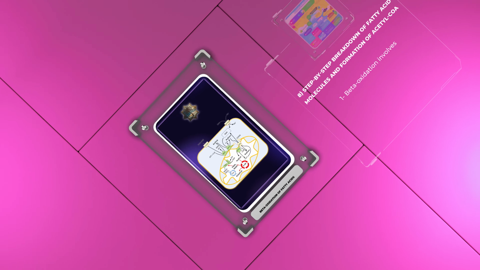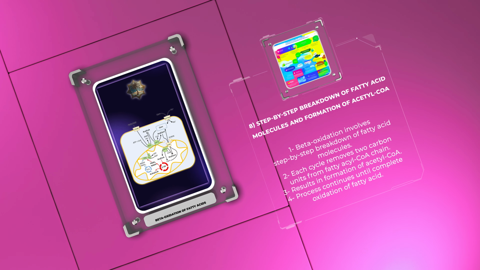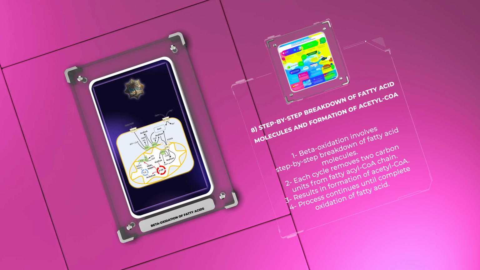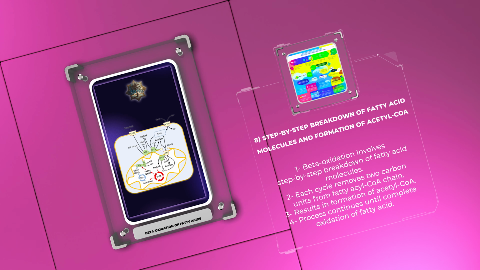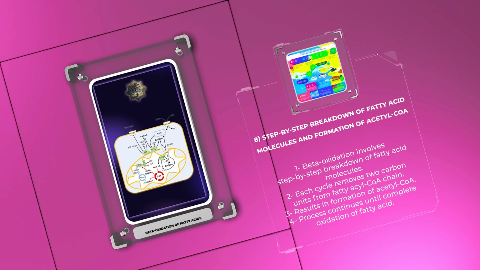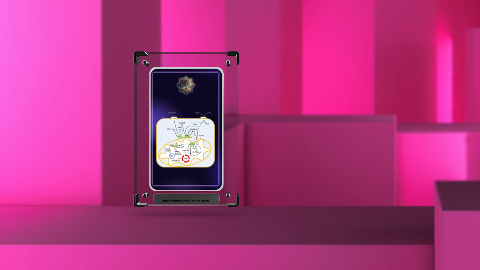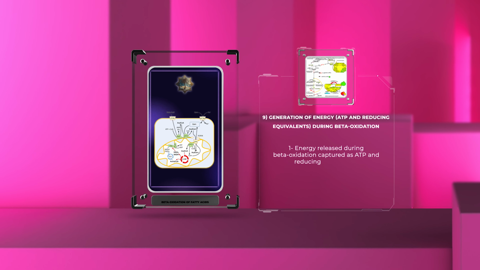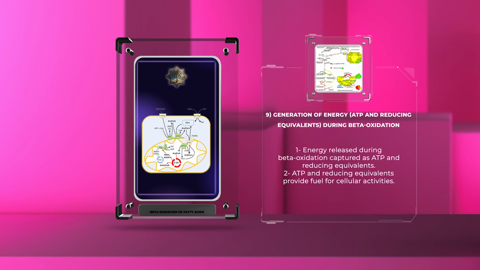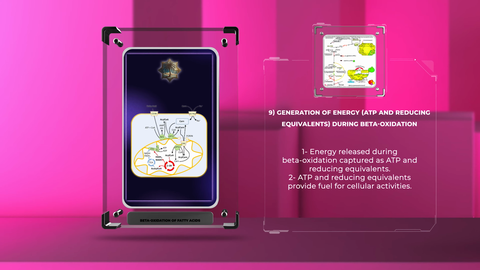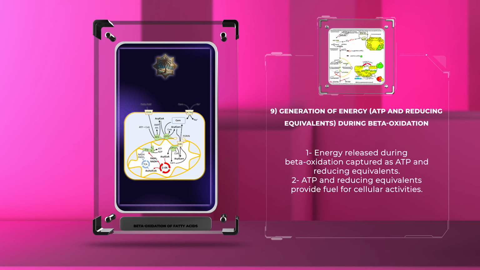Let's now delve into the step-by-step breakdown of fatty acid molecules during beta oxidation. Each cycle of beta oxidation involves the sequential removal of 2 carbon units from the fatty acyl-CoA chain, resulting in the formation of acetyl-CoA. This process continues until the entire fatty acid is completely oxidized. As the fatty acids are broken down, the energy released is captured in the form of ATP and reducing equivalents, such as NADH and FADH2. These energy-rich molecules then participate in subsequent metabolic reactions, ultimately providing the fuel necessary for cellular activities.